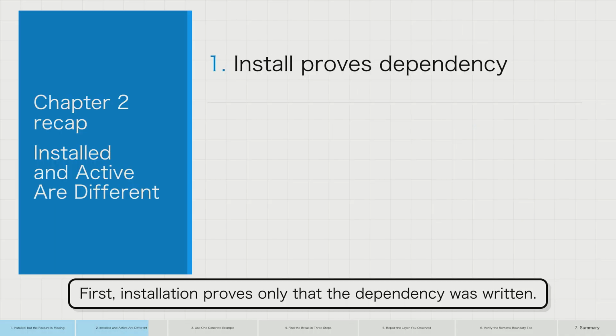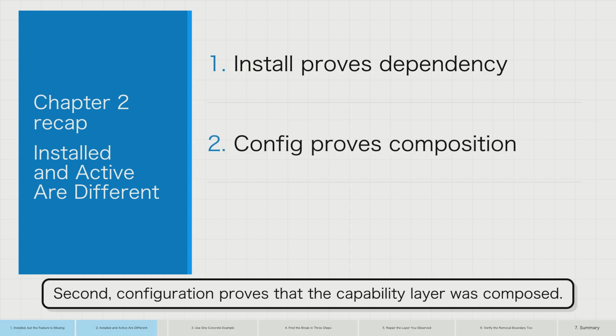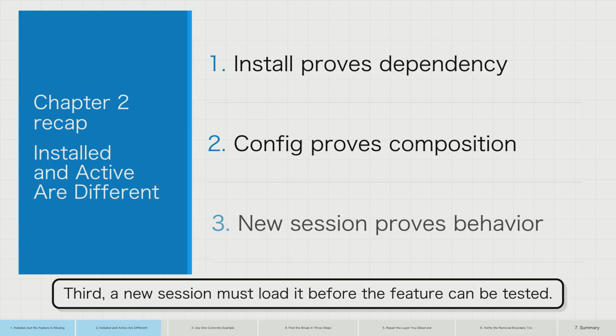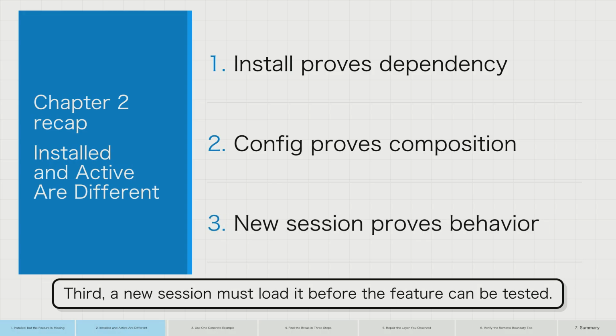Chapter recap. First, installation proves only that the dependency was written. Second, configuration proves that the capability layer was composed. Third, a new session must load it before the feature can be tested.